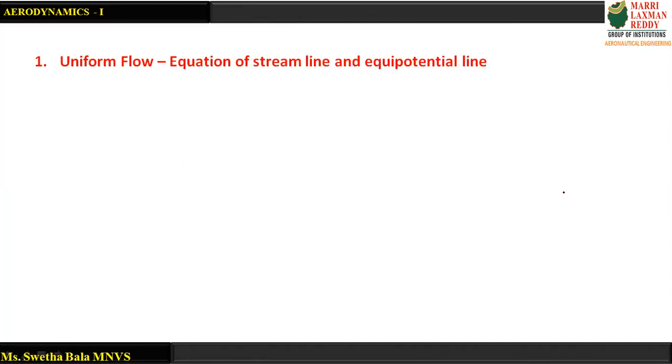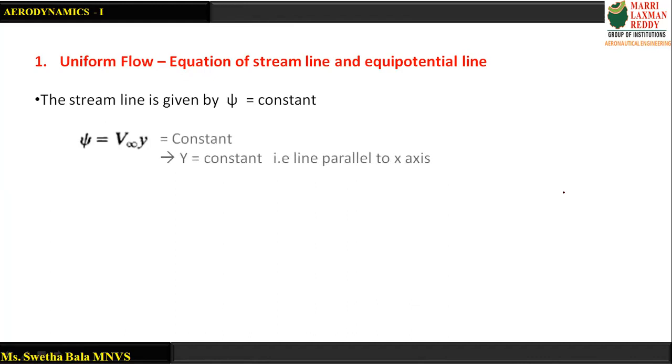Now coming to the equation of the streamline and equipotential line, what are the definitions? The streamline is given by xi equal to constant. So it means xi equal to v infinity y, which is equal to constant, implies v infinity is anyways a constant. The free stream velocity is a constant. What is left out? Y equal to constant. That is, y equal to constant is a line parallel to x-axis.